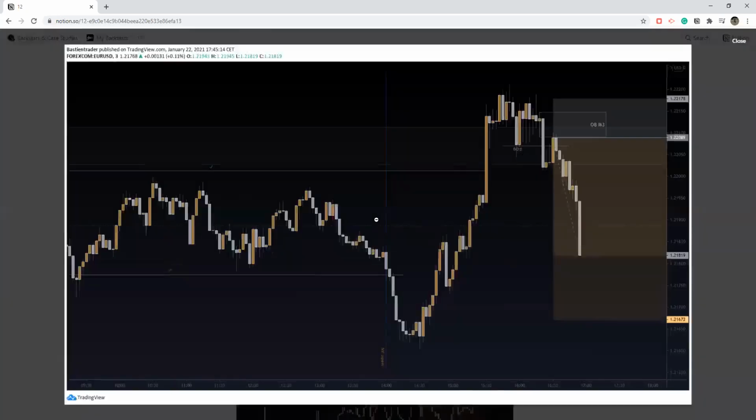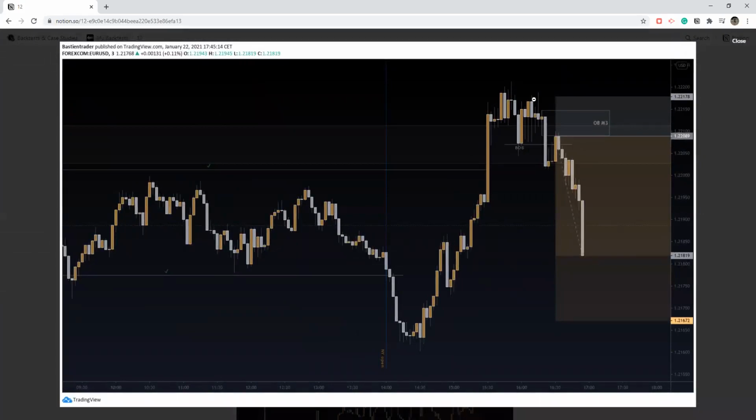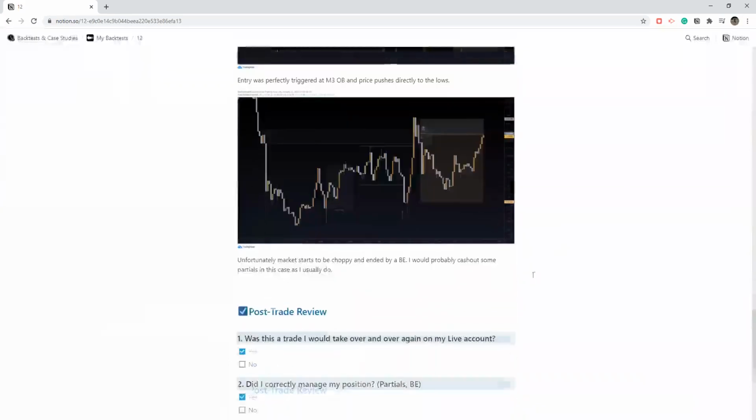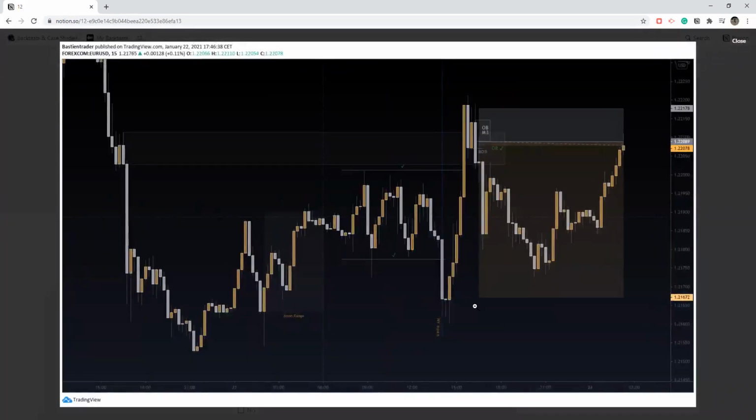And okay, so we have a push pullback, push break of structure with a candle close. Again, I would advise you to draw the break of structure on the wicks. I'm sure you do this by now already. Push pullback, and a continuation to the downside. Let's see how you manage that one. Oh, it actually went out for break even.